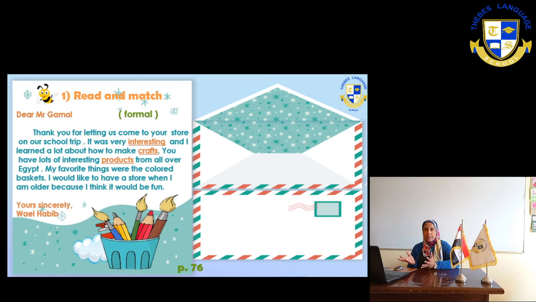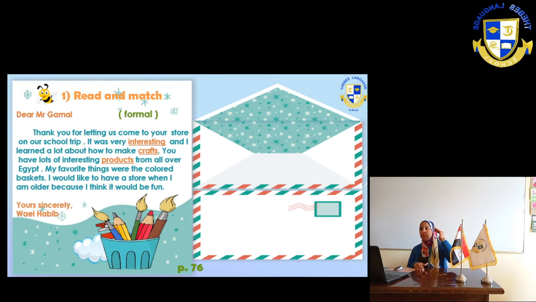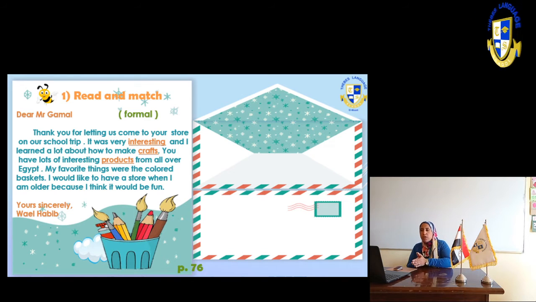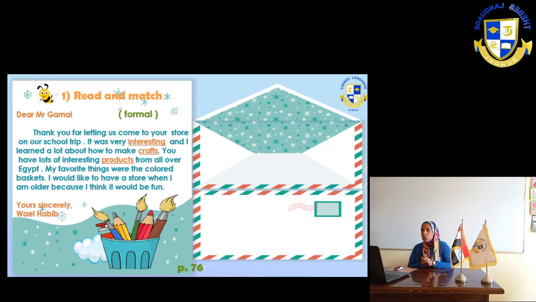So, let's discuss this together. This is a formal letter from Wael Habib to Mr. Gamal, the one who was responsible for the store. He is a storekeeper where Wael and his friends went on their school trip. It was very interesting, and they liked the crafts and all the products from all over Egypt.